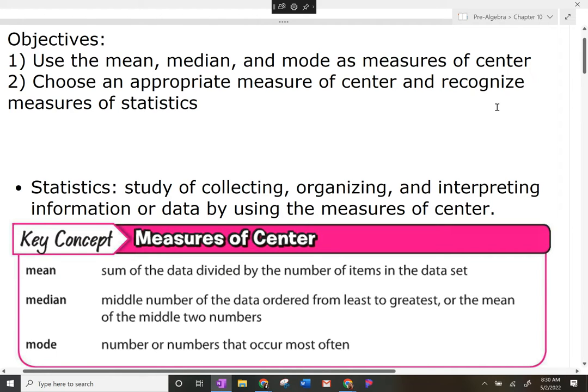Again, we're going to use the mean, median, and mode as measures of center, meaning we're going to try to find where the middle of stuff is. And then we're going to choose appropriate measures of center and recognize those statistics. And here are your 4 definitions for the day: the definition for statistics, mean, median, and mode. I'll give you about 2 minutes to write those down, and I will start to talk about those.